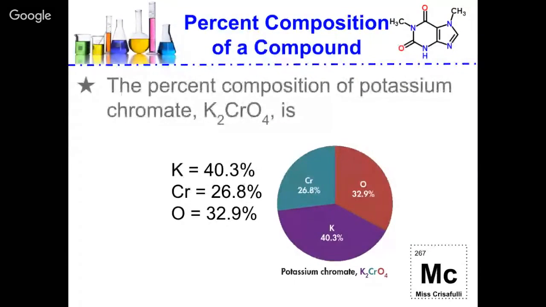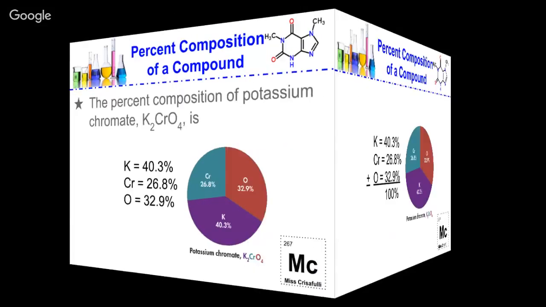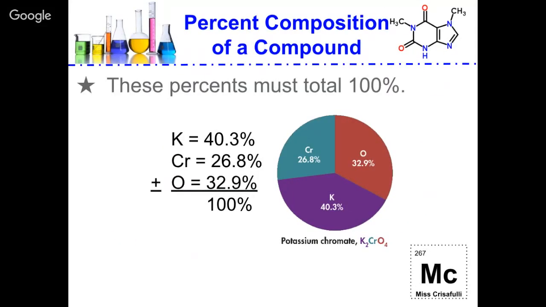So if we look at this example, we have potassium chromate. And in the pie chart, you can see that all of the element percentages add up to 100, but each element is not in the same percent because it has to deal with how much mass is in the compound as a whole. Like I said before, all of the percents must add up to 100 because you're talking about one whole compound.